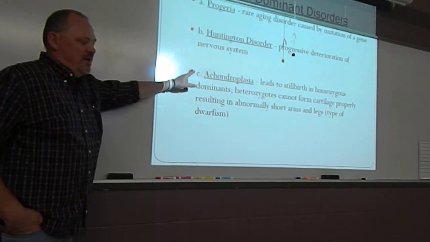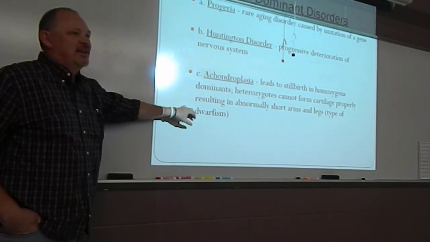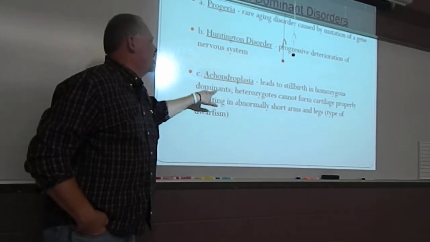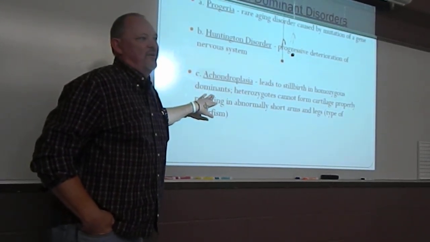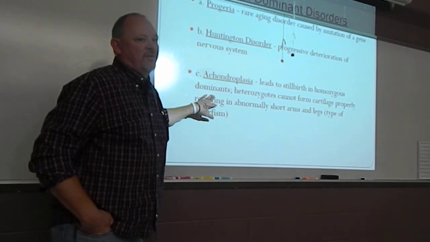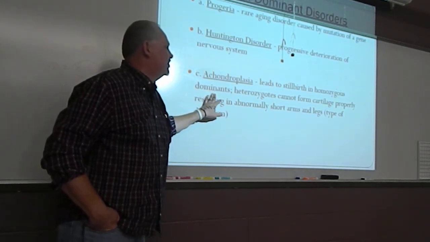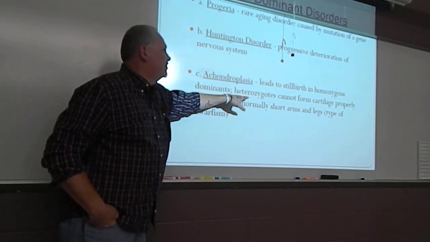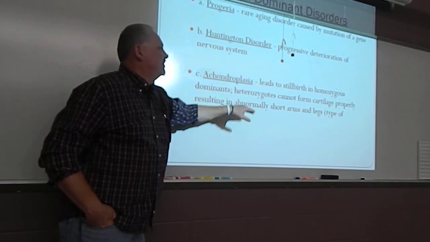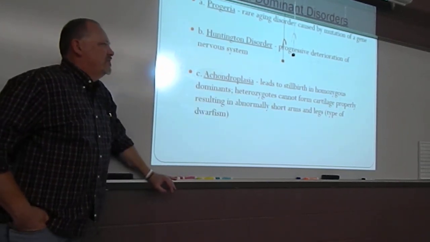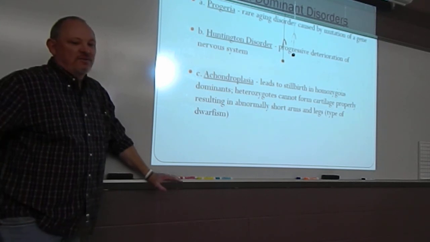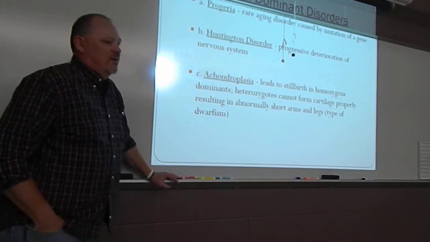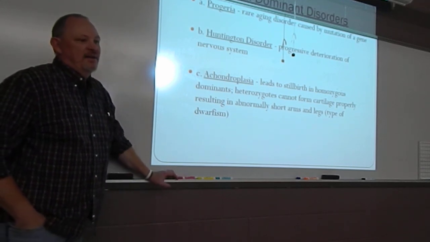Achondroplasia is one that results in little people. Okay. Most of the time, if it's homozygous dominant, the individuals are stillbirth. Okay, so they don't even get born. Heterozygous individuals don't have the proper cartilage formation, so they have abnormally shortened arms and legs. Most of the time, everything else is fine.